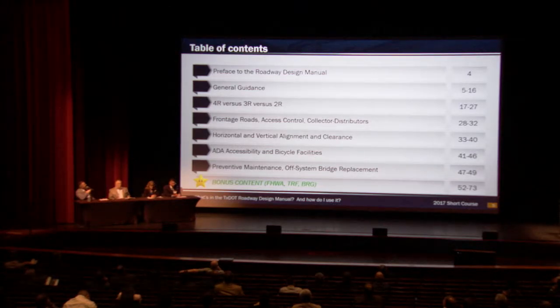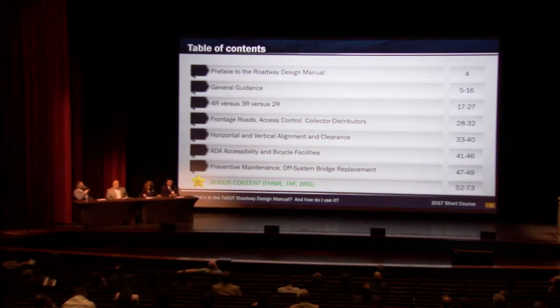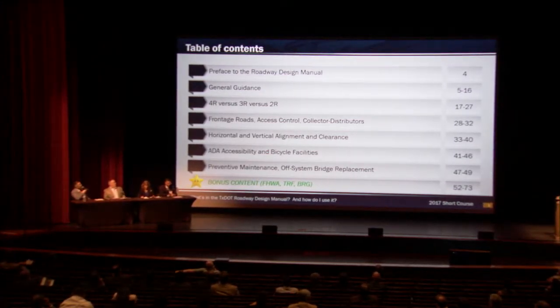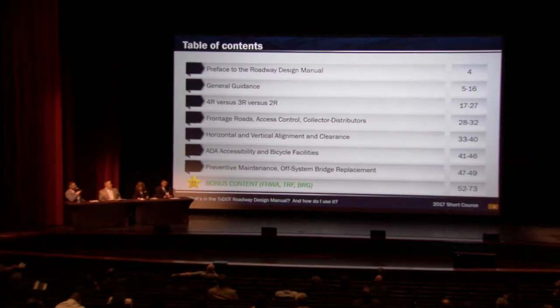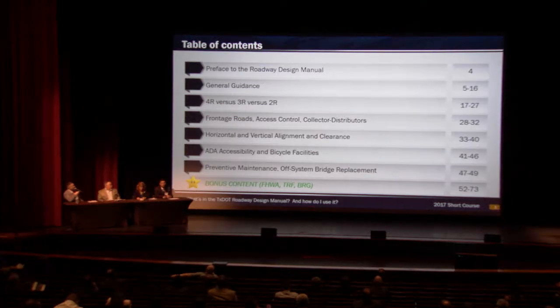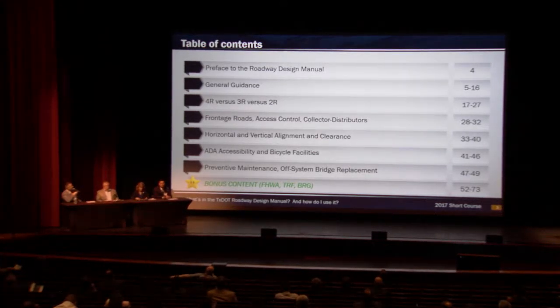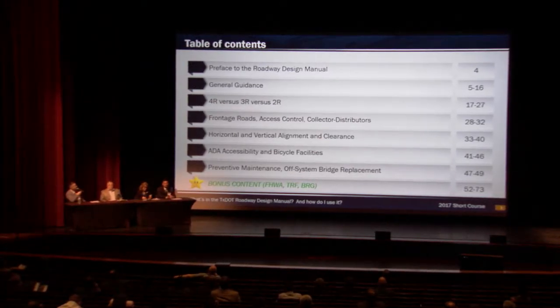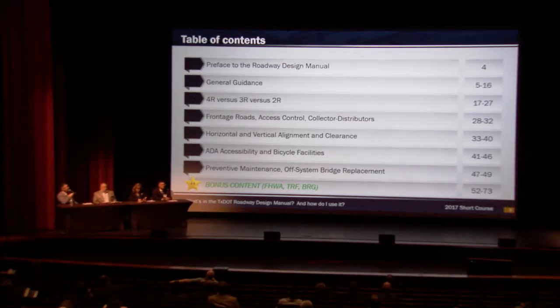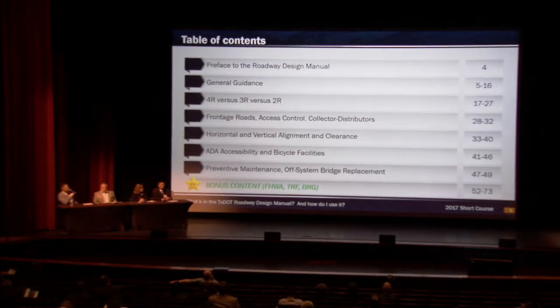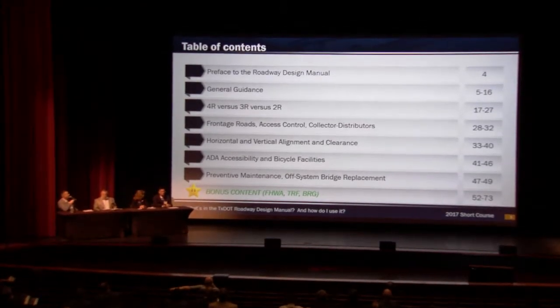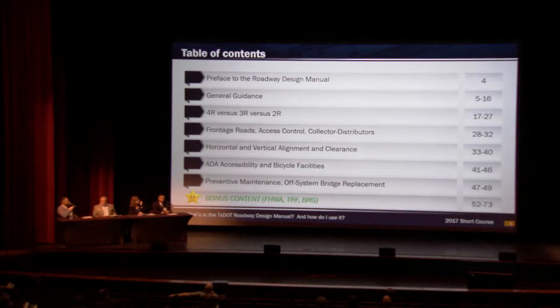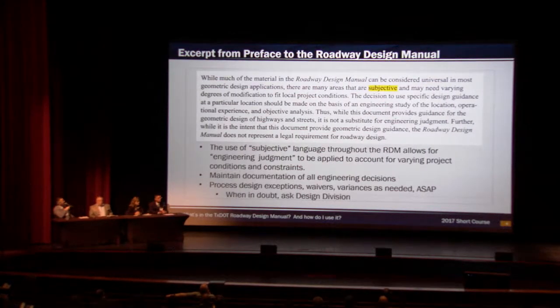Start out with some general guidance, and then a quick discussion of 4R versus 3R versus 2R, then frontage roads, access control, collector distributors, horizontal and vertical alignment and clearance, ADA accessibility and bicycle facilities, although I'll mention Pete Krause later today is going to do a separate presentation on that, but he did give me a few things to mention right now. And then preventive maintenance and off-system bridge replacements. And if we have time, we'll get into some bonus content there, FHWA bridge, traffic, etc.